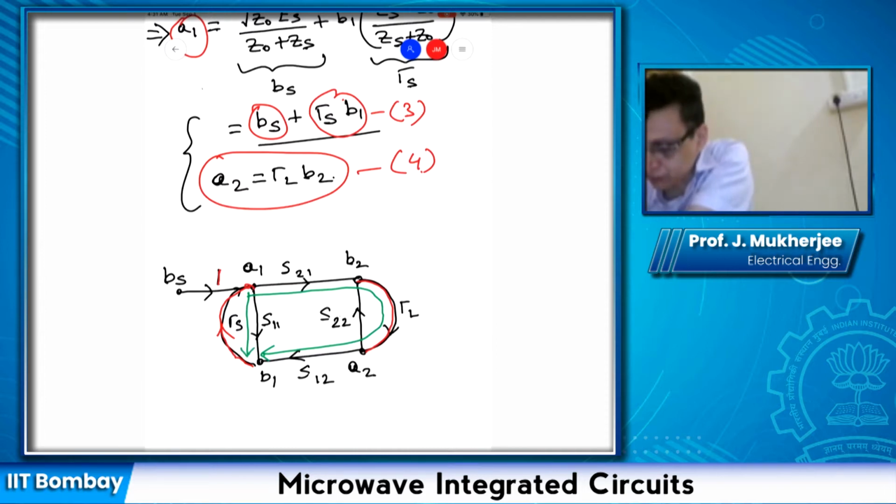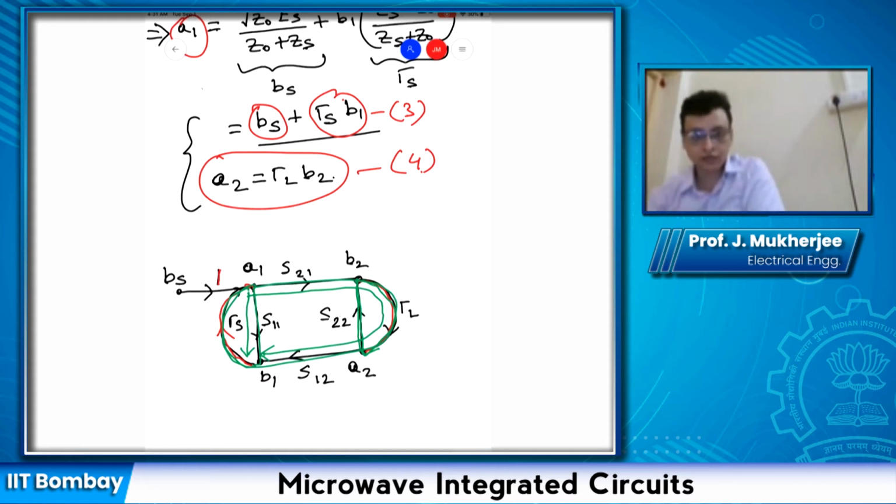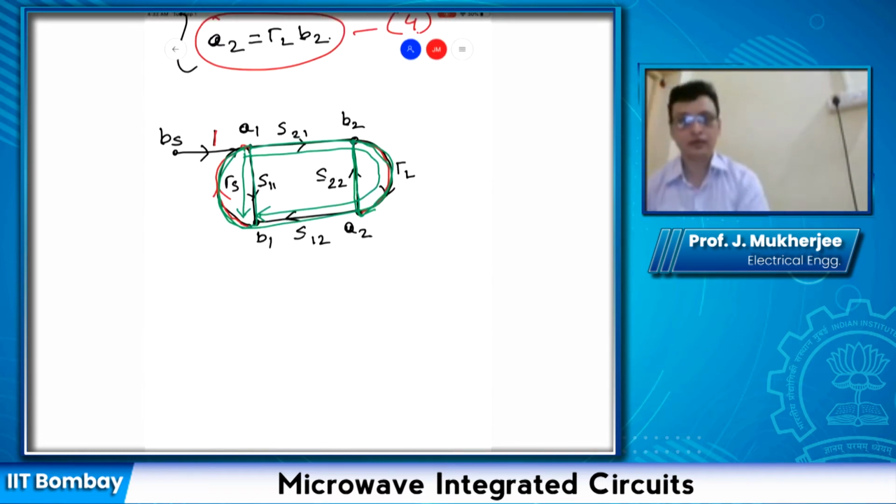Okay, a loop is a closed path like this one. So you start from B2, you go to A2, and you can come back to B2. So this is a loop. Similarly, you have one more loop here, this one, and you have one more loop here, this one. So there are three loops in this signal flow graph diagram. Now, how do we find out the total gain or ratio?